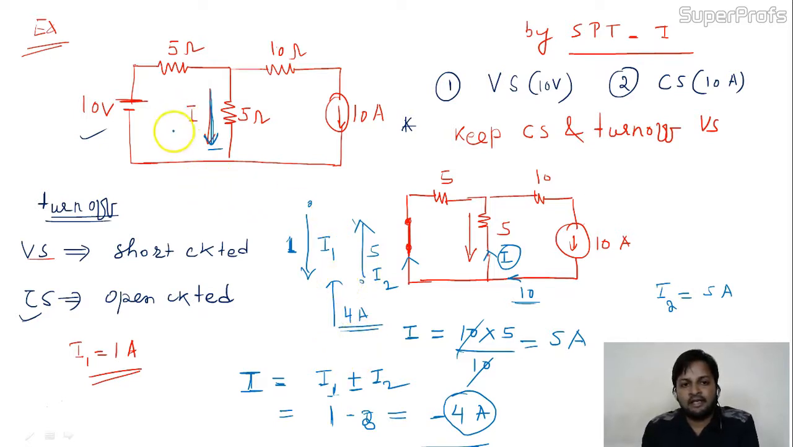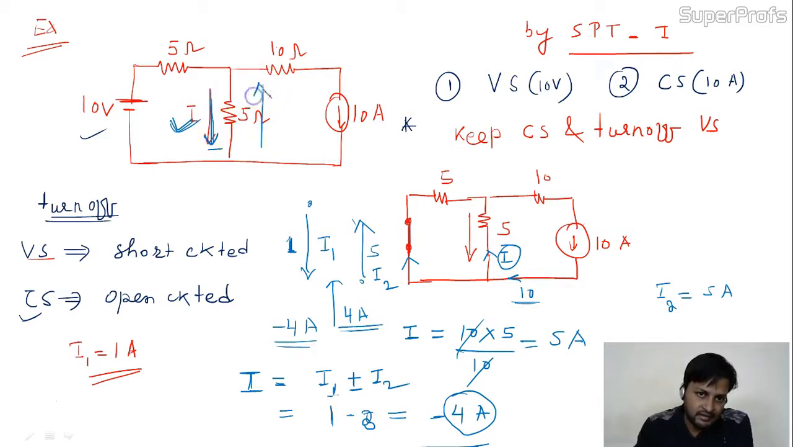But it was already mentioned that the current direction is from up to down. Means we'll tell the result is minus 4 ampere. Are you getting it? This minus 4 ampere indicates that your direction of current is not this, the direction of current is this. Is it okay to you people? This is all about the superposition theorem. Very easy. Is it?